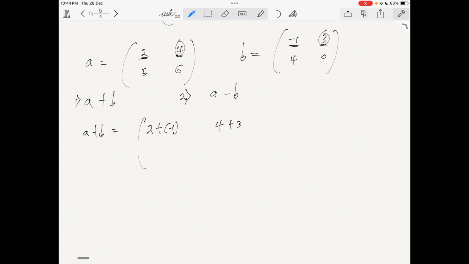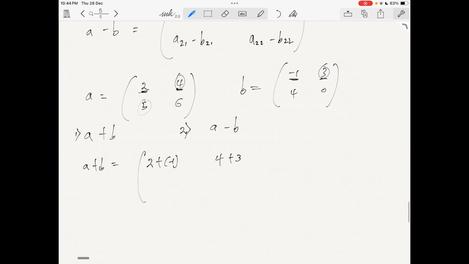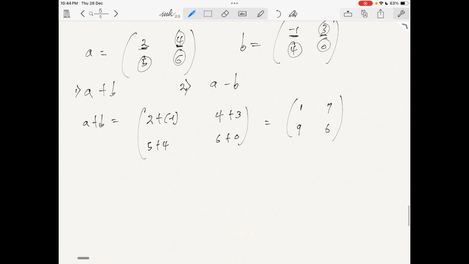I'll take the 2,1 elements, the elements in the second row and the first column. That's 5 plus 4. Then finally the 2,2 elements, that's 6 plus 0. Now 2 plus minus 1 will give me 2 minus 1, that's 1. 4 plus 3 will give me 7. 5 plus 4 will give me 9, and 6 plus 0 will give me 6. So with these, I have evaluated A plus B.